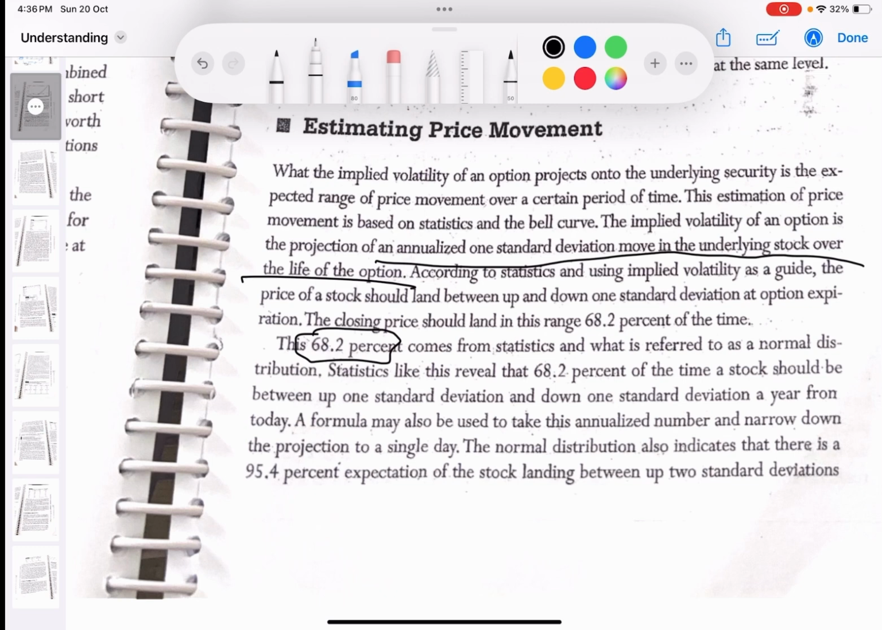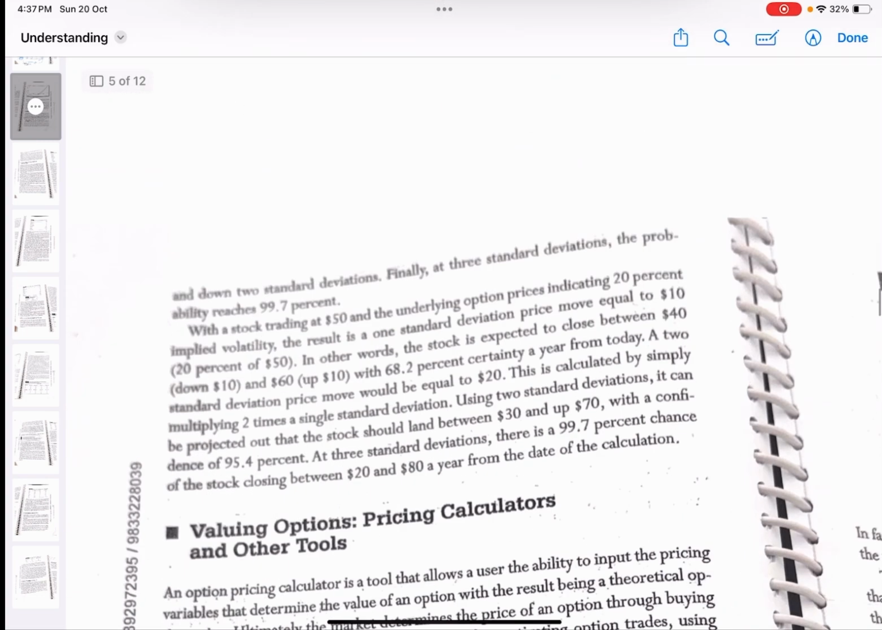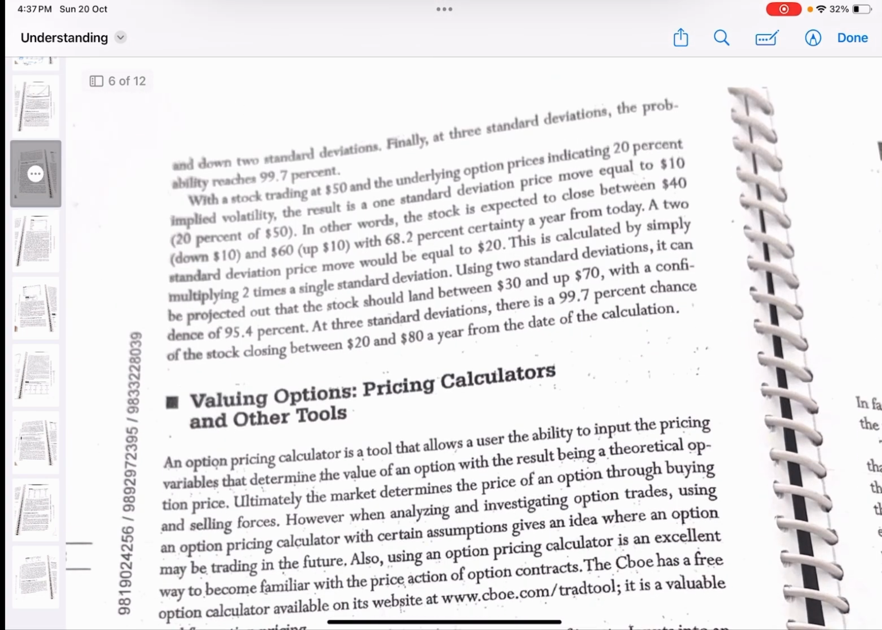A formula may also be used to take this annualized number and narrow down the projection to a single day. The normal distribution also indicates that there is a 95.4% expectation of the stock landing up to two standard deviations up and down. The probability for three standard deviations would be 99.7%. With the stock trading at $50 and the underlying option price indicating 20% IV, the result is a one standard deviation price, which would be 20% of the $50.